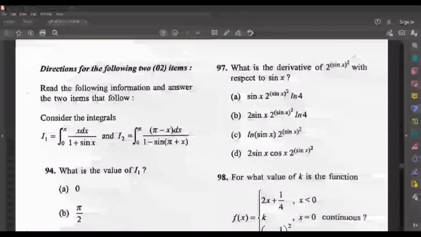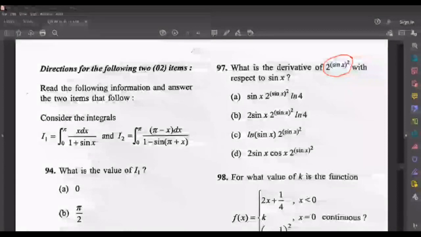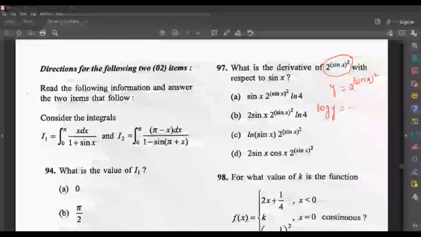So first take the derivative of this one, 2 raised to sin x the whole square. How can you do that? Take y is equal to 2 raised to sin x square. Okay. Take log on both sides. Log y, that is equal to sin x the whole square log 2.